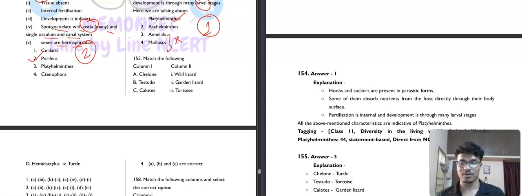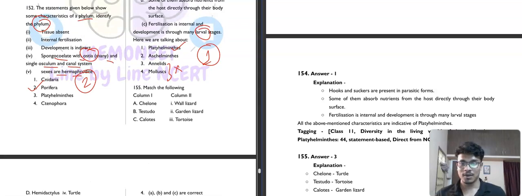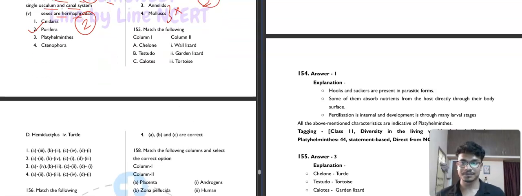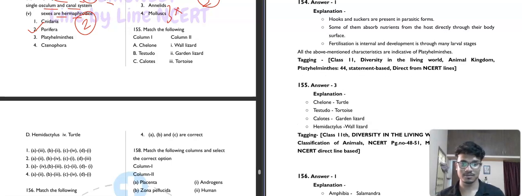Then question number 155. You have to match the columns. Chelone, you know that Chelone is the turtle. Testudo is the tortoise. Calotes is the garden lizard, and Hemidactylus is the wall lizard. So the correct option will be option number 3. Then question number 156.